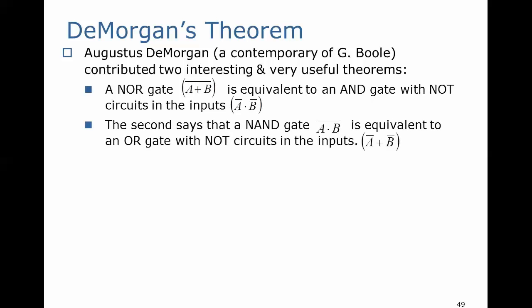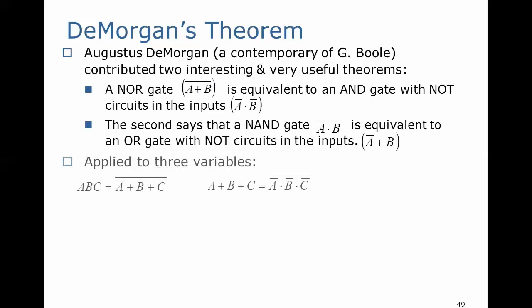The second says that a NAND gate, that's an AND gate with the output inverted, right? The inverse of the product is equivalent to the sum of the inverses. Well, the sum of the inverses is just an OR gate with NOT circuits in the input. And we can apply this to three variables as well. So the inverse of the product of A, B, and C is equal to the sum of the inverses of each A, B, and C.